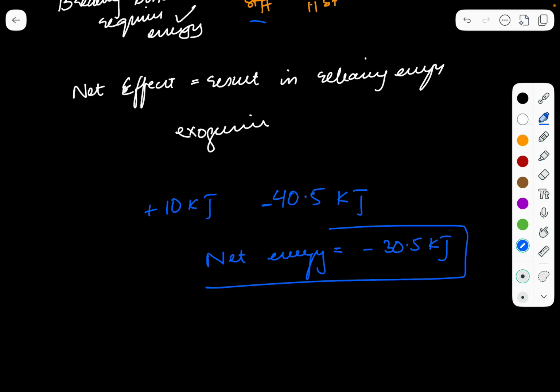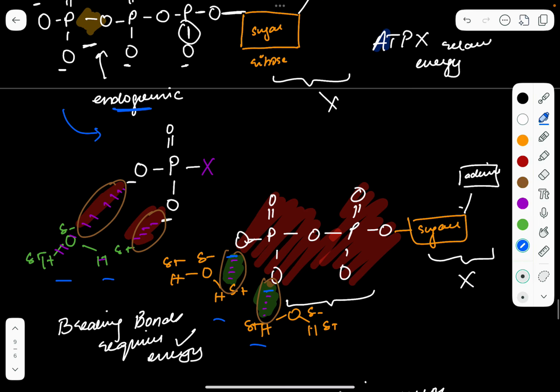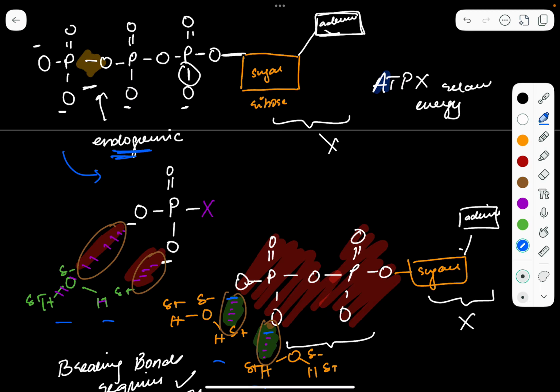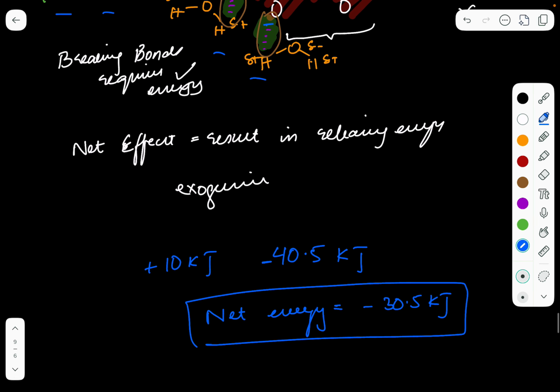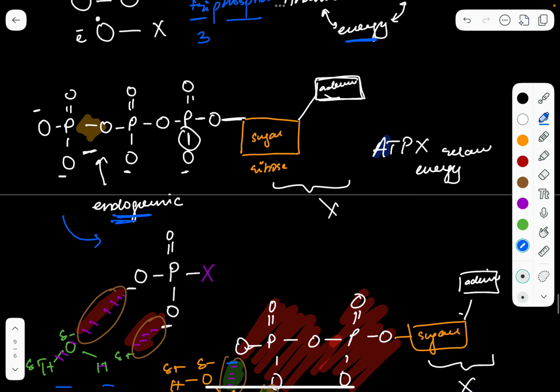This is the energy released from breaking this bond. It's not directly from breaking this bond, it's a byproduct of breaking this bond. It's the rolling effect, the snowball effect of breaking this bond. Correct? And so that is the case. 30.5 kilojoules of energy is released when you break this bond and this bond.